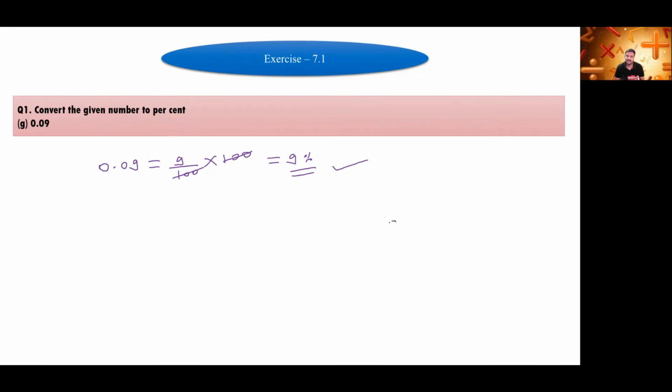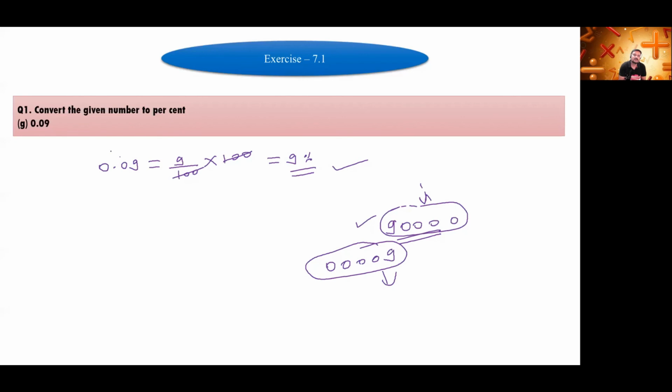Beta, zero does have value. If zero comes after the number, it has a very big value. If it comes before the number, it has no value. If I write any number of zeros and then 9, the value is still 9. But if I put 5 zeros after the 9, the value increases. With 4 zeros it becomes 90,000. So it depends on the position, whether you put zeros to the left or right of the number. What I told you: if it is a decimal value, first convert it into a fraction, then multiply by 100, and you will get the answer.